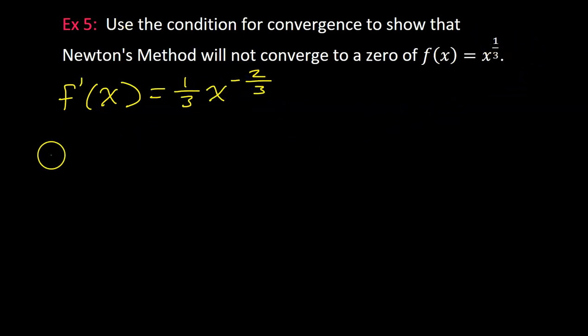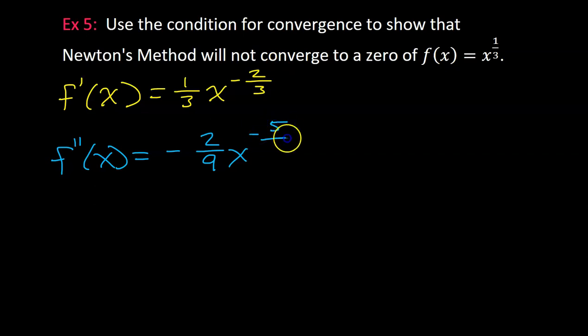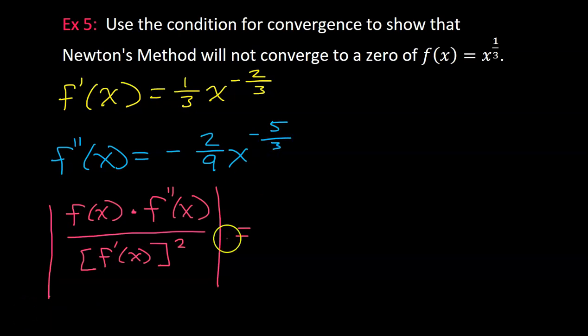Had to subtract 1 from that. And f double prime, so if I take negative 2/3 and multiply that by 1/3, that's going to give me negative 2/9. And subtracting 1, all right, subtracting 3 over 3, that's going to be to the negative 5/3 power. Remember that the condition for convergence begins with the absolute value of f of x times f double prime of x divided by f prime squared.